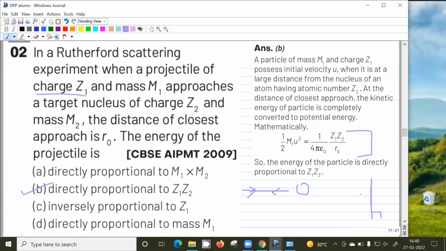Directly proportional to M1, no. Energy of the projectile. The final electrostatic energy is proportional to M1, but this is not the energy of the projectile, it's the energy of the combination of the projected mass and the central nucleus. So this is energy of interaction, it's not energy of the projectile. Only half mv square can be considered as energy of the projectile. So the only option is B.